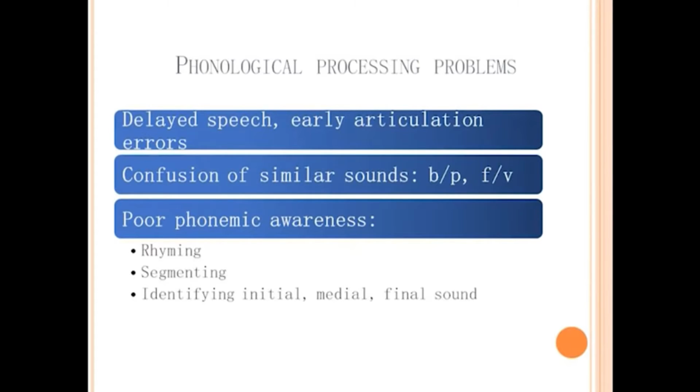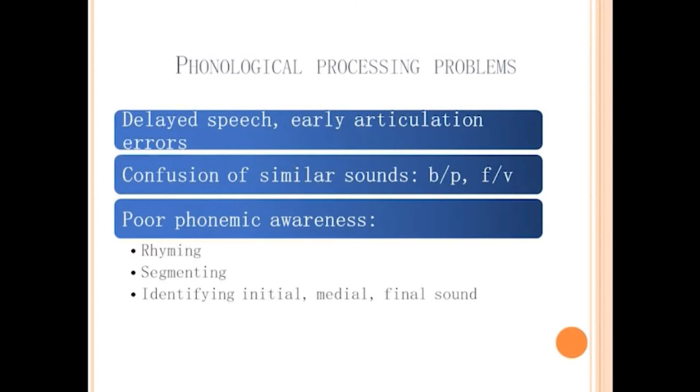Okay, so we start with phonological processing problems because that's actually where it all begins. We've already talked about difficulties in phonological processing and how this may be reflected in delayed speech, early articulation errors, and poor discrimination of similar sounds, such as the sounds of v and p. Poor phonological processing issues persist for students with dyslexia even after they have begun to improve in reading.